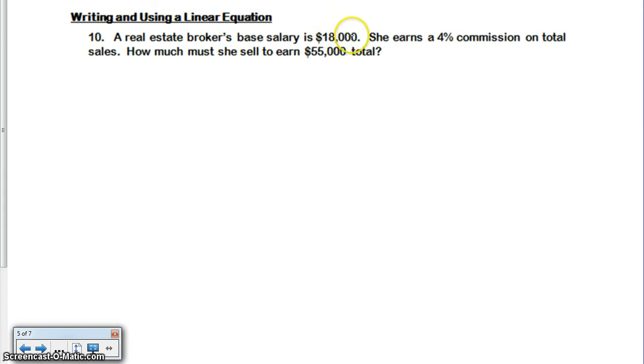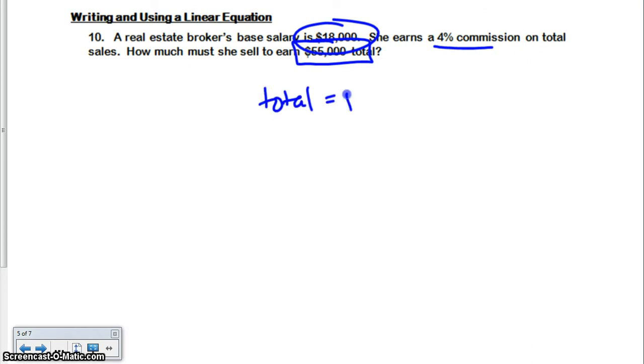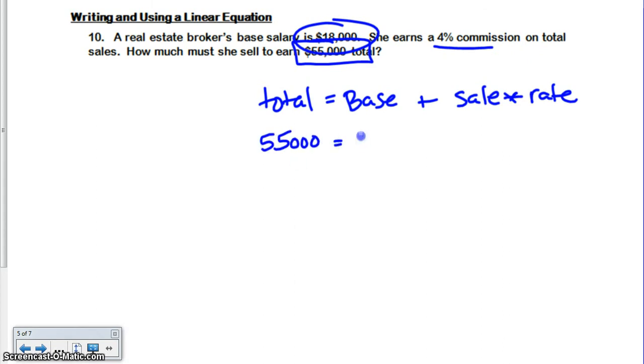A real estate broker's base salary is $18,000 and then a 4% commission on all the sales. So her target, or his target, whoever it is, they want to get $55,000. So in order to achieve a total salary, whatever you want that to be, that would be the base salary plus whatever you sell times the commission rate. So her total salary that she's aiming for is $55,000. And we know that the base salary is $18,000.